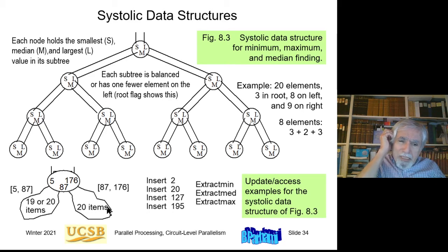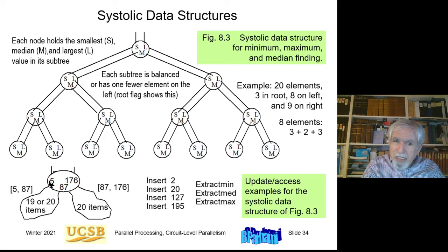Okay, so let's see how we insert and extract stuff from here. Suppose I want to insert 2. So insert 2. There's an input to the root. The root compares 2 to the smallest element overall and notices that 2 is smaller than 5. So it replaces 5 with 2, the new number that came in, and pushes 5 into this tree.